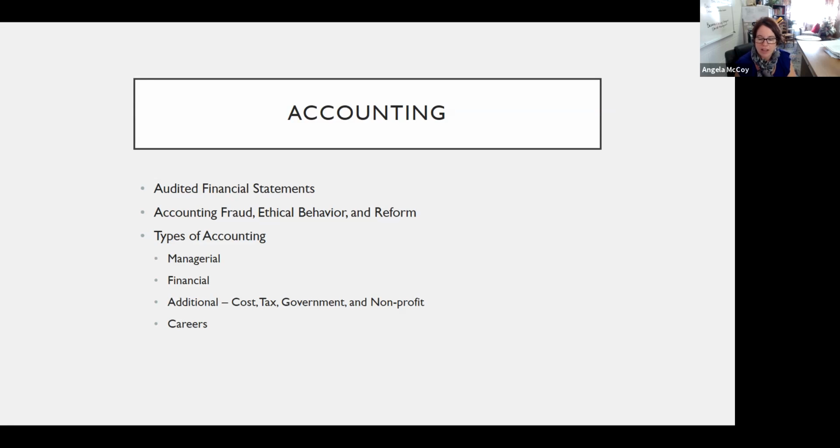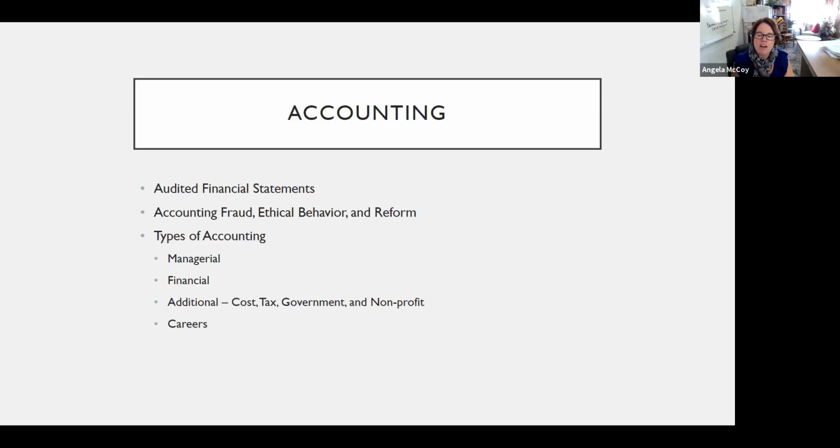Additional special areas of accounting include the following: cost accounting, which is determining the cost of producing specific products or services; tax accounting, which is planning tax strategy and preparing tax returns; and government accounting, which is providing basic accounting services to ensure that tax revenues are collected and used to meet the goals of state, local, and federal agencies. You also have nonprofit accounting, which helps nonprofit organizations account for all their donations and expenditures.